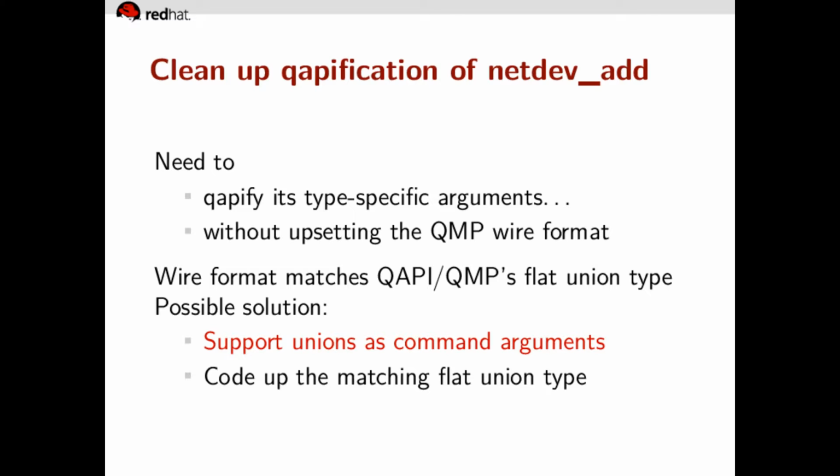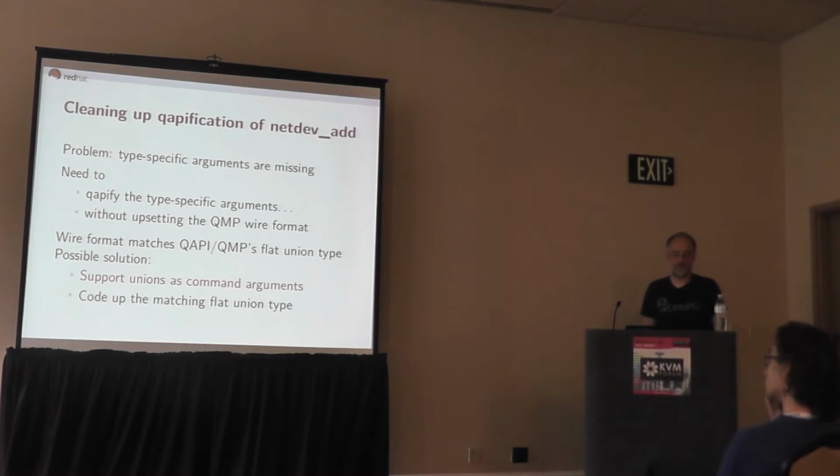How could we clean up the QAPification of netdev_add? The problem is, it has common arguments, and among them the argument type, and then it has type-specific arguments, and the type-specific arguments are all missing. We need to QAPify them without upsetting the QMP wire format. Turns out this wire format matches QAPI's flat union type, and that leads to a possible solution. If we support unions as command arguments, then all we need to do is code up the matching flat union type, done.